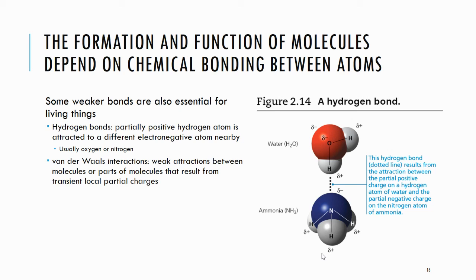The other type of weaker bond is called the van der Waals interaction. And that's just weak attractions between molecules or the parts of molecules that result from local partial charges. So the regions where it's slightly positive or slightly negative. We will mostly be discussing hydrogen bonds.